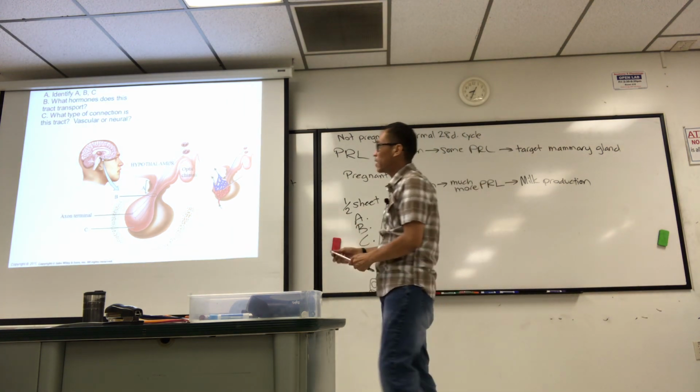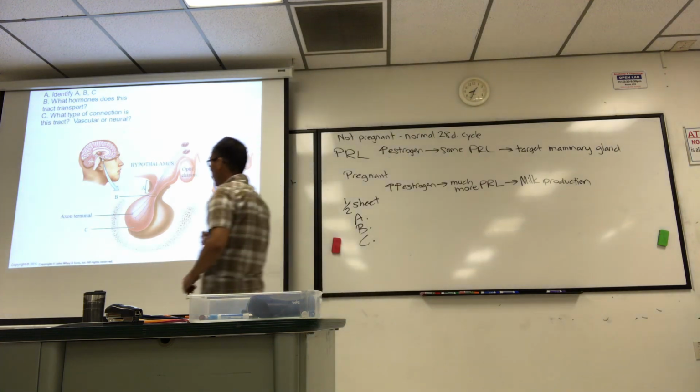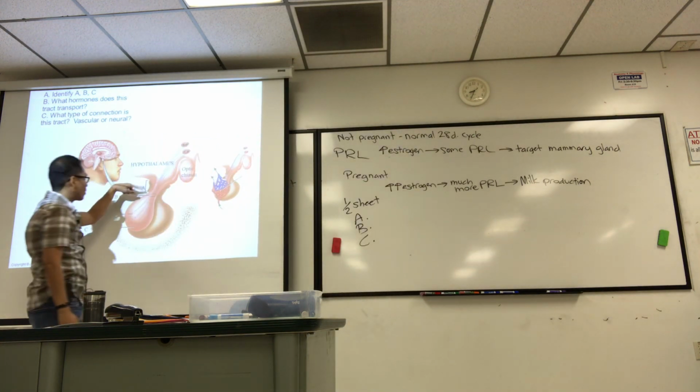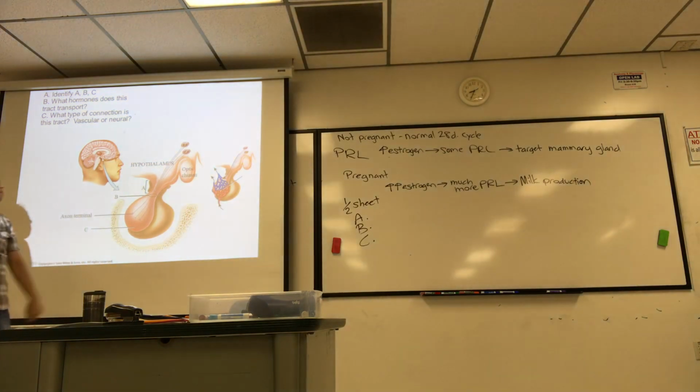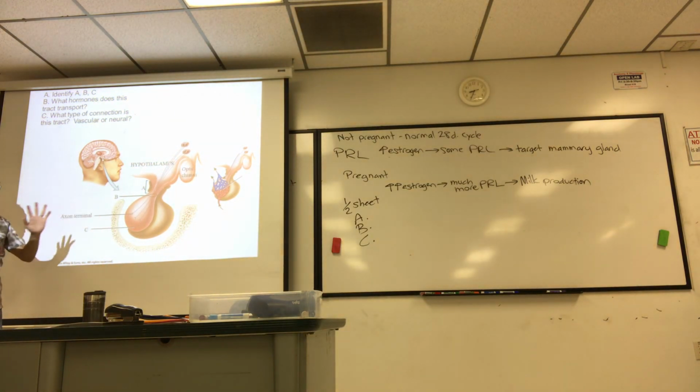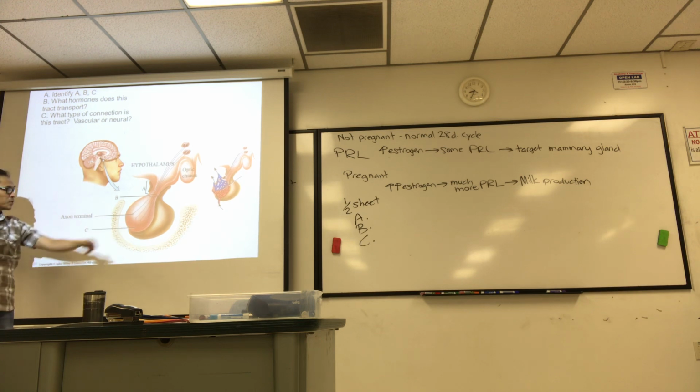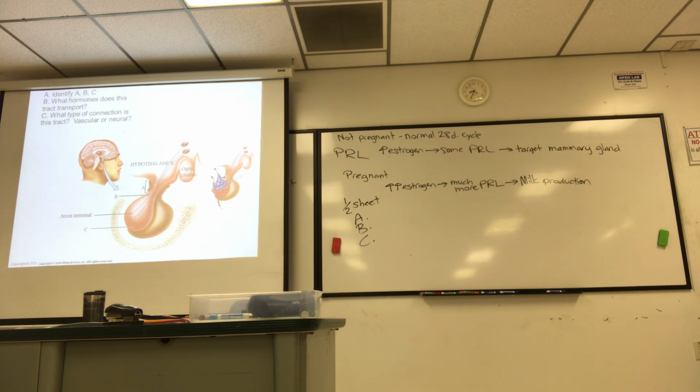This one not so hard. Identify A, B, and C. Well, they got A here. I would have put something like infundibulum. For B, it's that long term we wrote out, the hypothalamic hypophyseal tract. It's a tract of axons. And C is just pointing to the posterior lobe or the posterior pituitary.